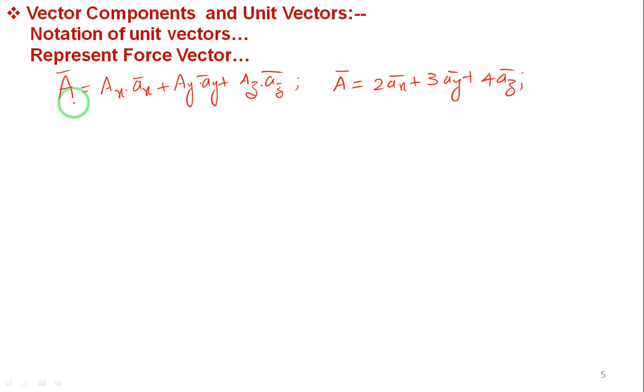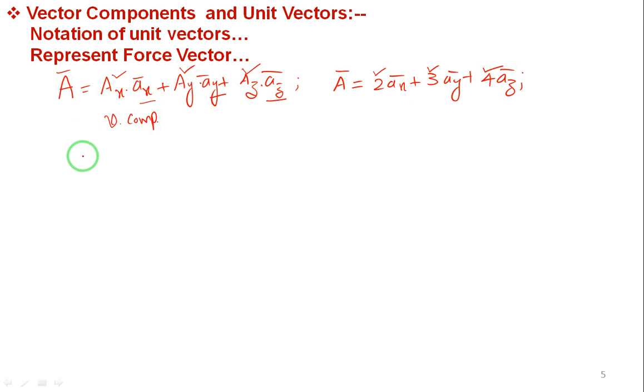This is a specific vector, but I have taken the general vector. Here we have the components of a vector. Here in ax, ay, az, we call them vector components or components of a vector, also called scalar components. Here the scalar components are 2, 3 and 4. And ax, ay, az are unit vectors, also called base vectors.